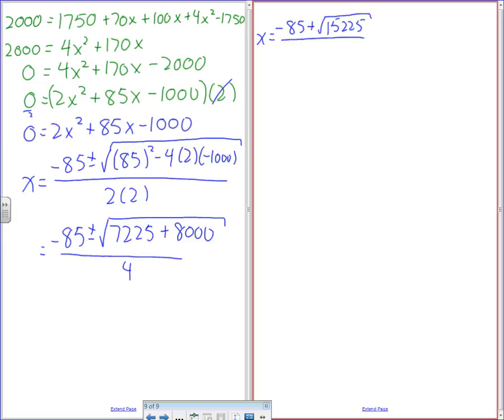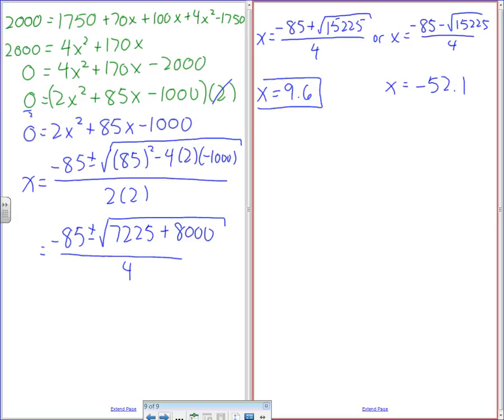Over 4, or x equals negative 85 minus that. The answer is 9.6 or something. And what was the negative one? Negative 62.1. Now this one's out because you can't have a negative distance. What that would actually mean is that you would be going the opposite way through your deck, which would give you the same distance on the opposite side, but I'm going to ignore this one. So I'm going to say therefore the concrete is 9.615.